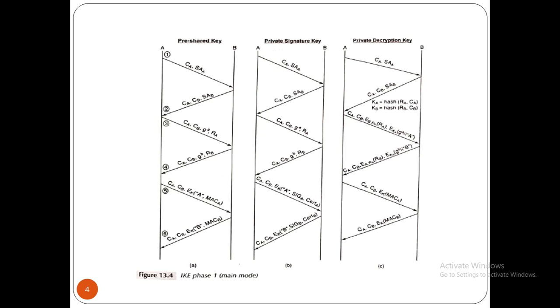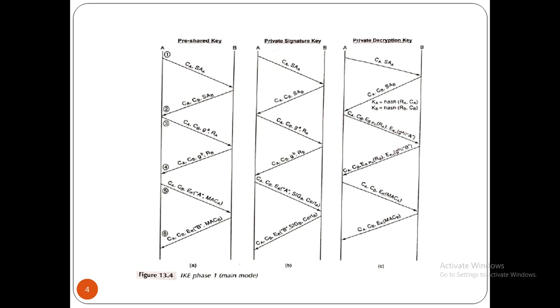So here each side generates a nonce, that is RA and RB, and encrypts it with the other side's public key. Each side encrypts its identity together with the Diffie-Hellman partial keys, that is G to the power A mod P and G to the power B mod P, with temporary keys Ka and Kb in messages 3 and 4. Here you can see, in the third and fourth message, we are using the temporary keys Ka and Kb in messages 3 and 4 respectively.